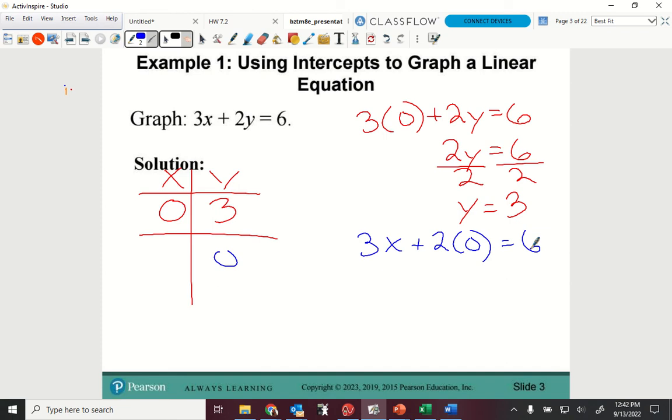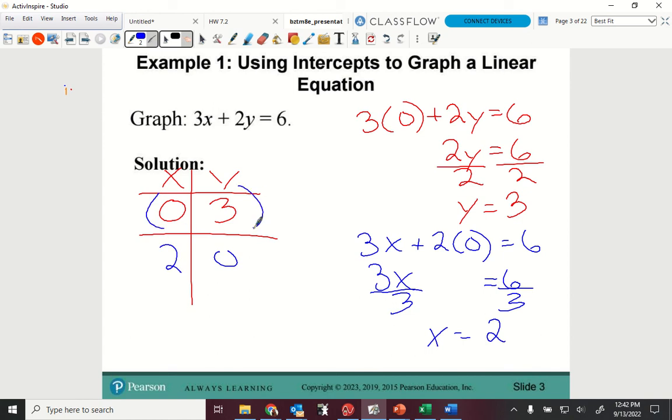So 3x, bring that down. And anything times 0 is? 0. So that's going away, and bring down my equals 6. Now again, 3 is multiplying by the x. So to undo my multiplication, I divide both sides by? Very good. So x is 2, there you go. So there's my other point.